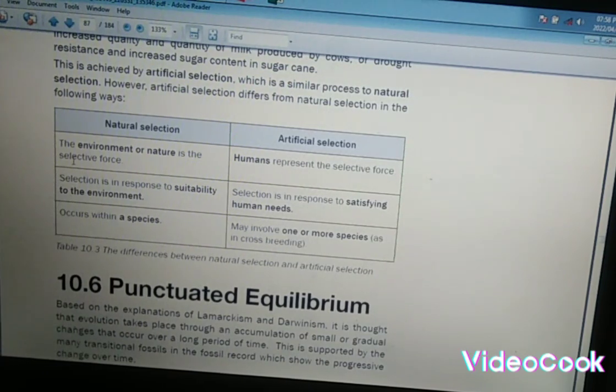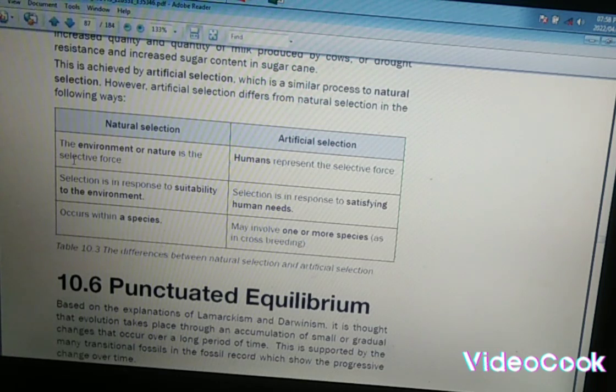There's human interference there. And then selection in natural selection is in response to sustainability of the environment. It's in response to say, is this environment able to sustain you? If it cannot sustain you, then it means you can die. Only those that can be sustained by the environment are the ones that can survive, right? But then artificial selection is in response to satisfying human needs. It's not about the plants themselves. It's not about nature itself. It's now about satisfying the human being.